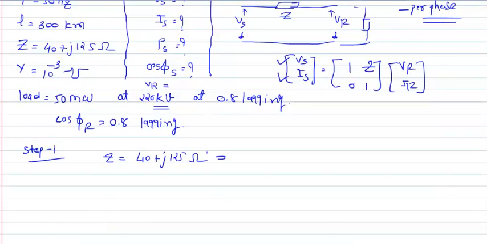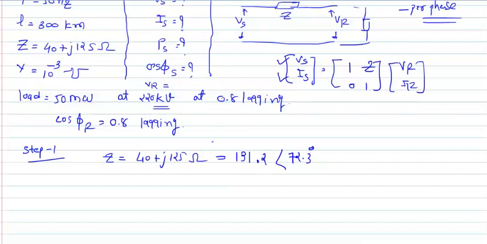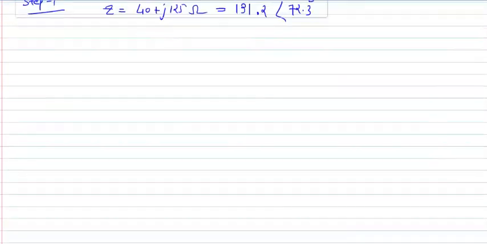Hello. Yes, 1.16 sir. Take it, 47.16. Yes, Vadodara. Okay. So hello, 40 plus j125 ohm I need in polar form, so tell me the answer. What is the answer? 131.2 at an angle of 72.30. Am I right or wrong?